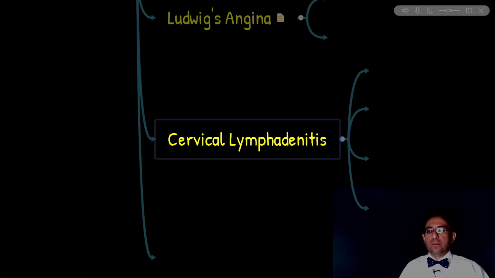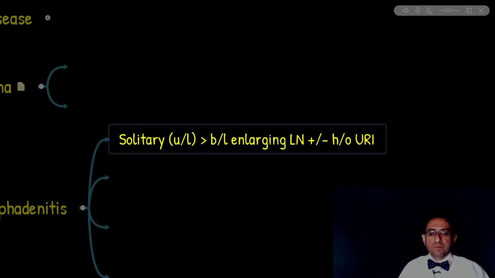So let's go through some cases and examples. Usually we have this in a unilateral way, and we may or may not have a history of upper respiratory infection. That's a general symptom.